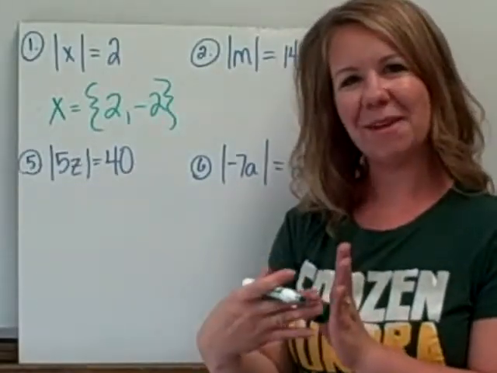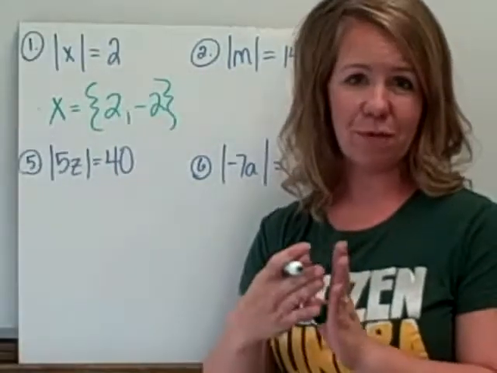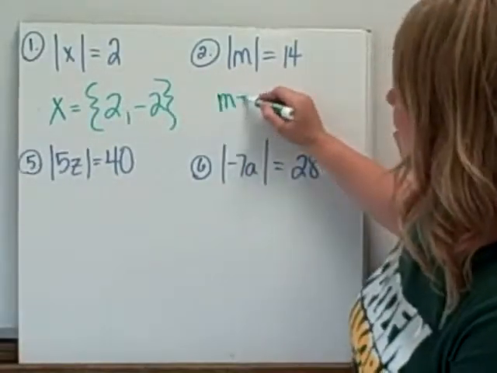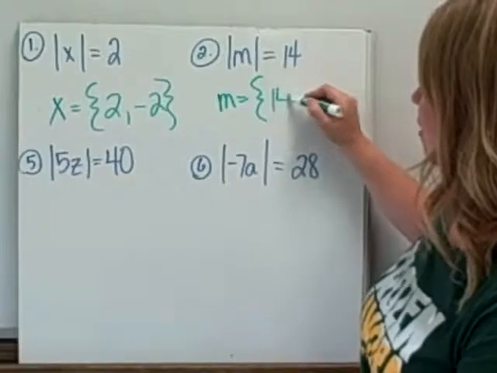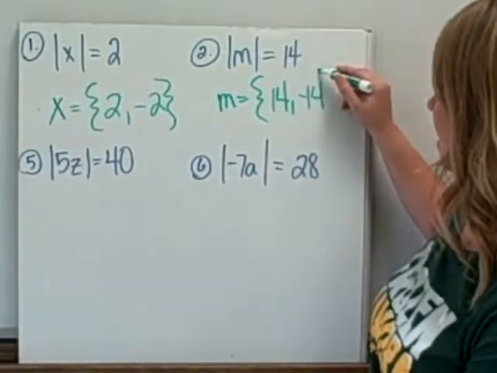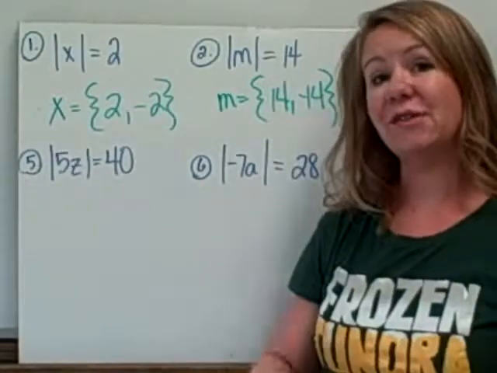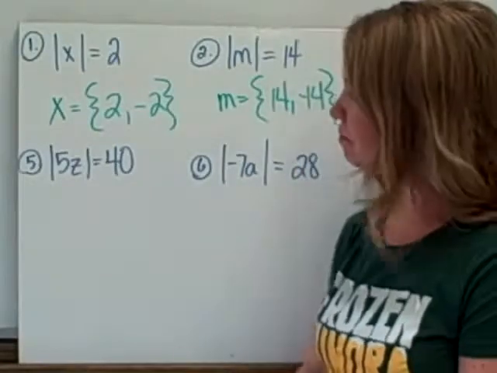Number 2, the absolute value of m equals 14. 14 is 14 steps away from 0, but so is -14. So you'll see m equals actually two values, 14 and -14. You put curly brackets around the outside of those two answers.